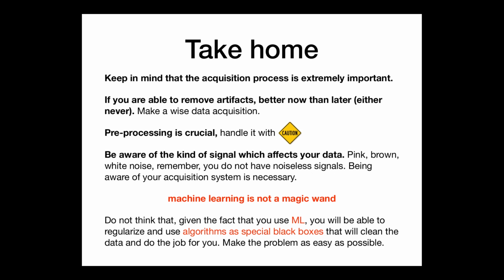So depending on your acquisition system, and depending on the fact that we always deal with noise, keep it in mind and try to use this as an a priori for your models. Last part, more related to machine learning, is that machine learning in general is not a magic wand. So if you do the first points at best, your machine learning problem is going to be much easier than at the beginning.